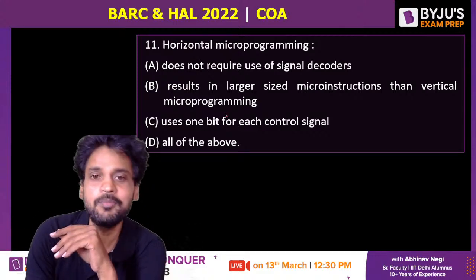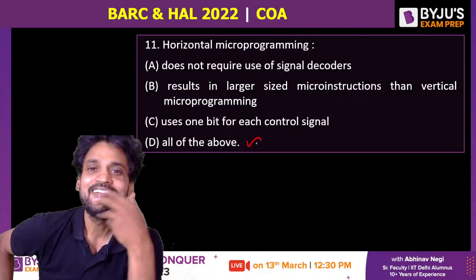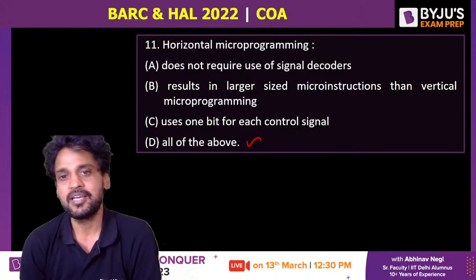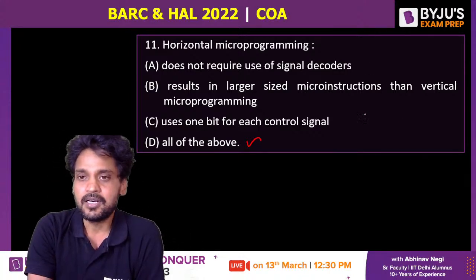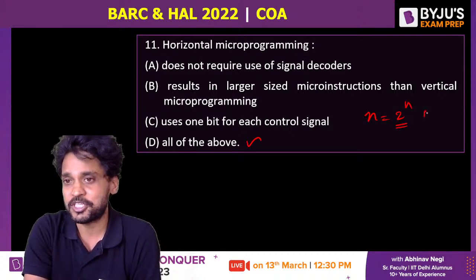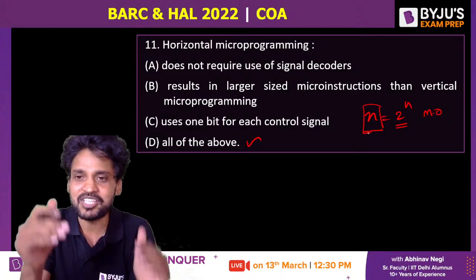D is correct. Hey, you people are spot on. Very great. Two things: vertical microprogramming and horizontal microprogramming. In vertical microprogramming, n bits will give you 2 power n possible micro operations. So vertical microprogramming is very simple and the control memory size is very small.